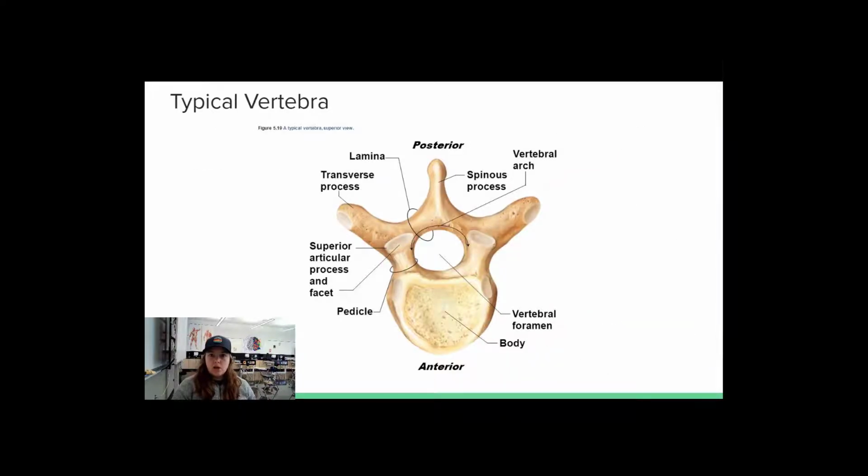First though, there's some anatomical features that you just need to know about all of the vertebrae. And what I would like you to know is that there is a vertebral foramen. It's also sometimes referred to as foramina, but it's a big hole, and this is where the spinal cord is going to go through when all of the vertebrae are lined up.